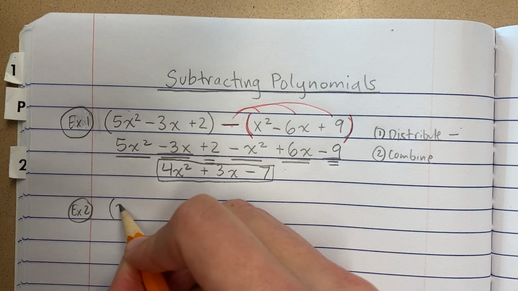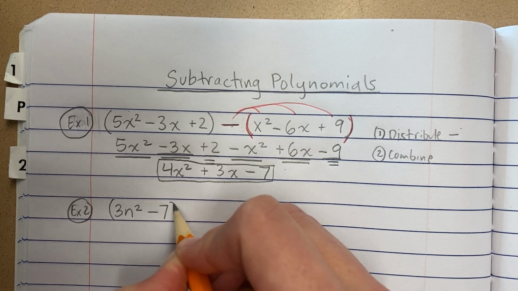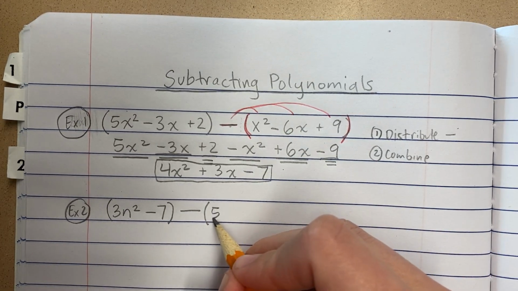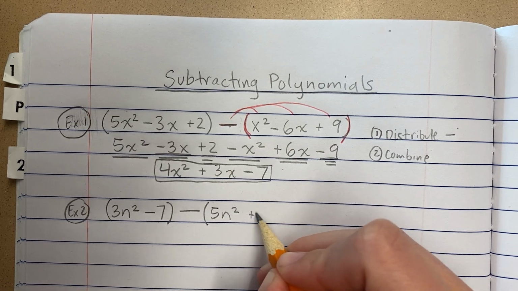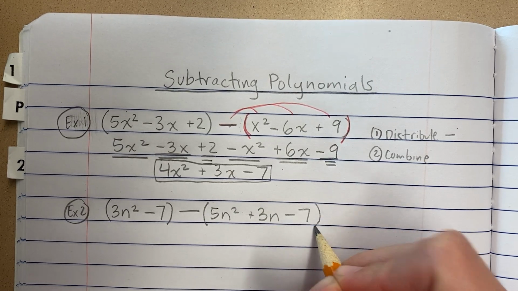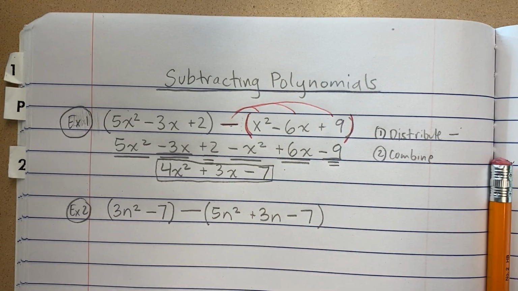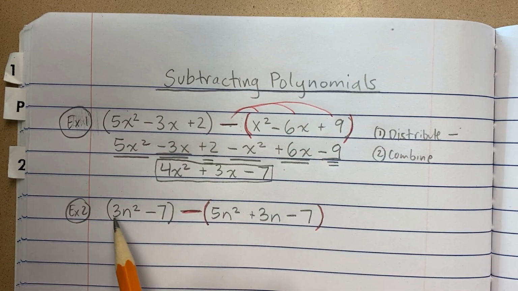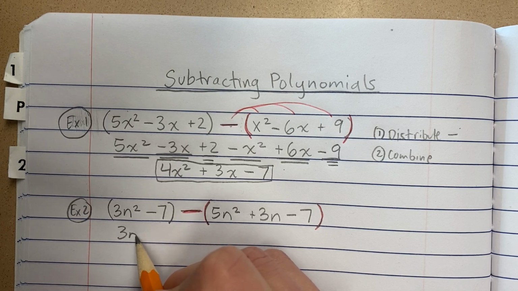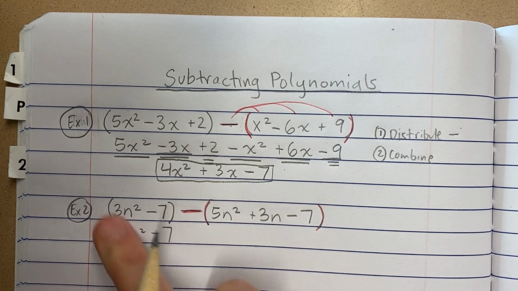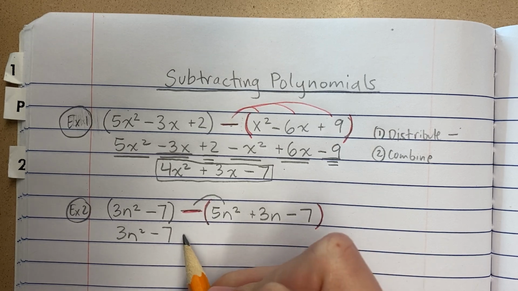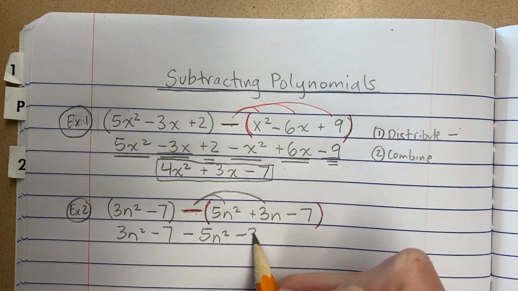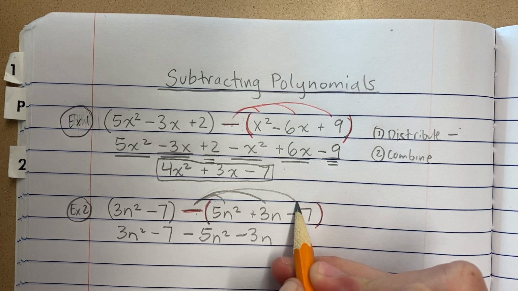So here's another example. 3n squared minus 7 minus, and again, notice I'm nice and neat. I'm making my negative signs really big. I'm not going to lose them. 5n squared plus 3n minus 7. Okay, again, this negative sign applies to this set of parentheses. It does not apply to this. So when I'm writing without parentheses, I'm just copying exactly what's here. No change here. This negative sign applies to the 5. This is minus 5n squared. This is minus 3n. And this is minus -7.